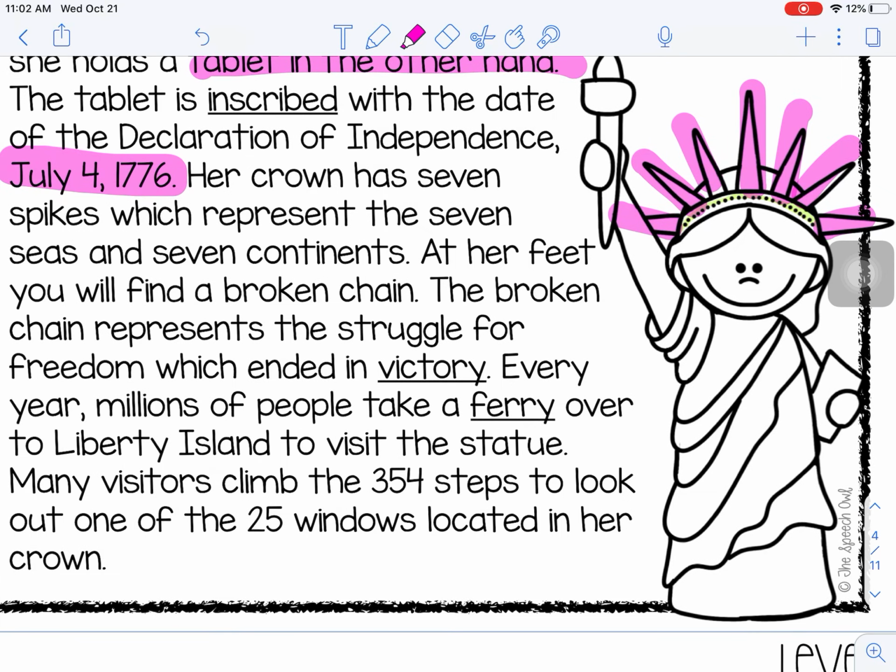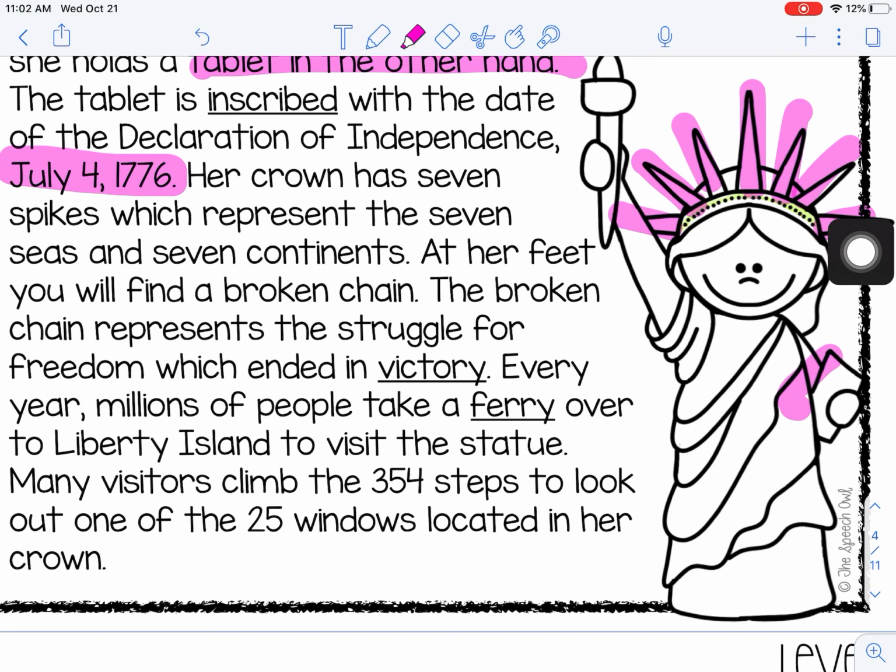At her feet, you will find a broken chair. The broken chair represents the struggle for freedom, which ended in victory. Every year, millions of people take a ferry, which is a boat, over to Liberty Island to visit the statue. Many visitors climb the 354 steps to look out of one of the 25 windows located in her crown.